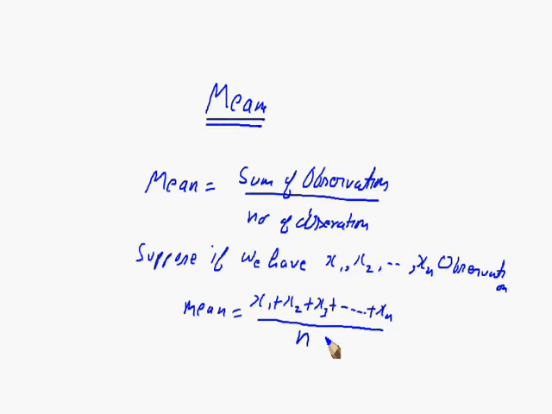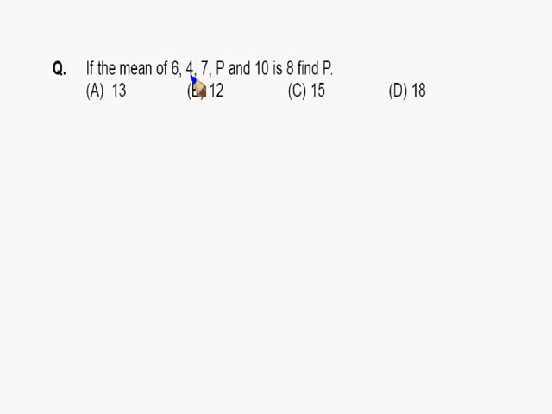Now we do some problems related to mean. If the mean of 6, 4, 7, p and 10 is 8, then find the value of p. In this question we have been given some observations. The number of observations is 5. So the mean is defined as the sum of observations, that is 6 plus 4 plus 7 plus p plus 10, divided by the number of observations, that is 5. And in this question the mean is given as 8.